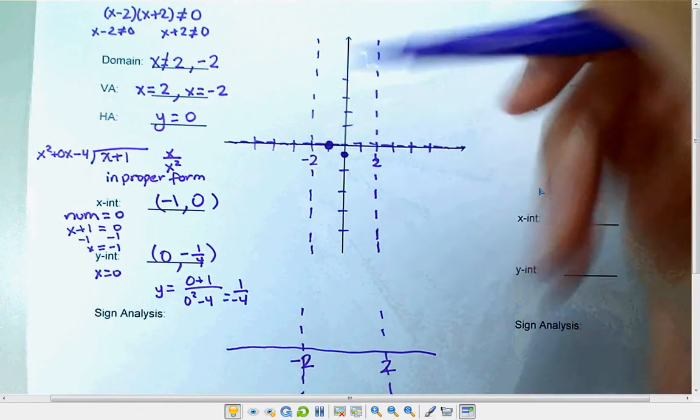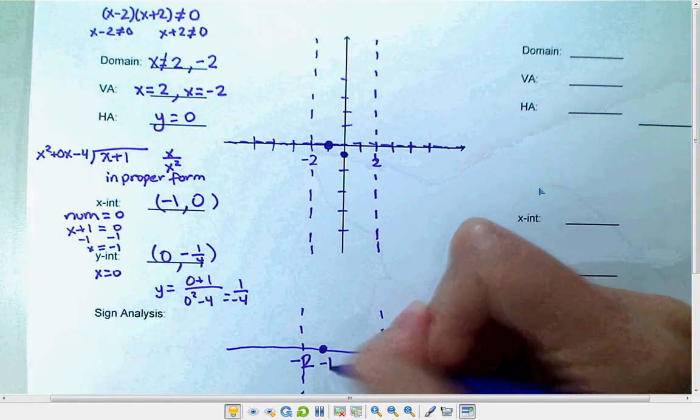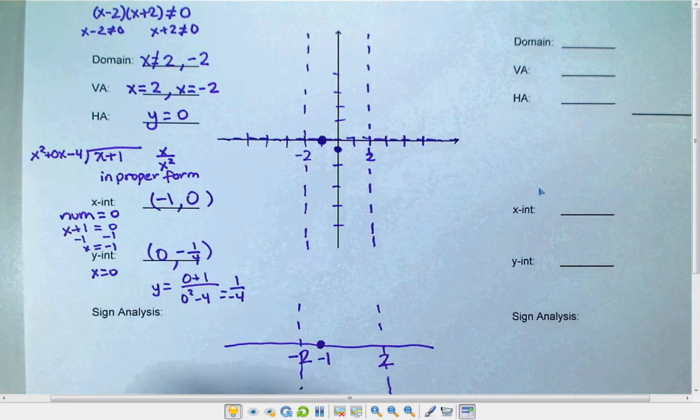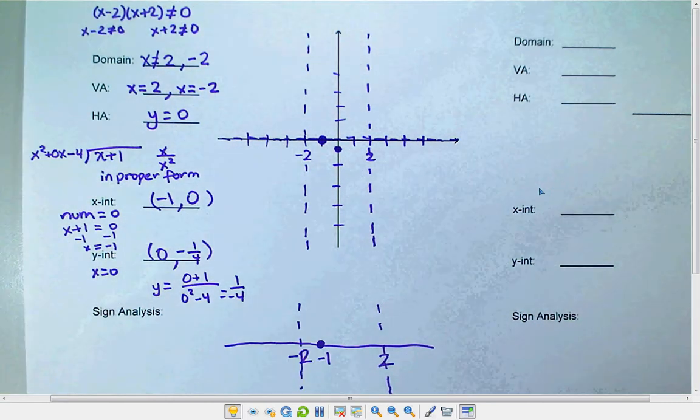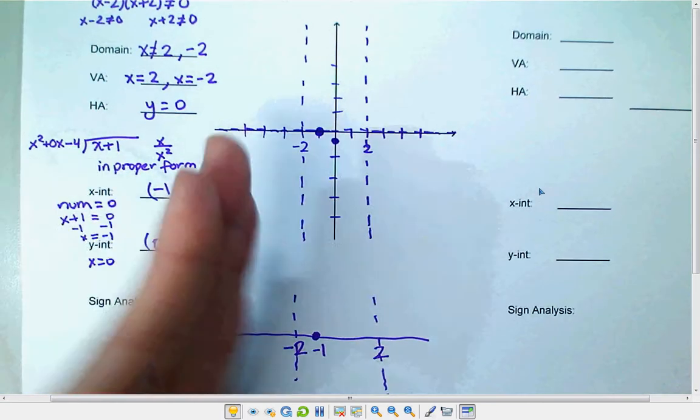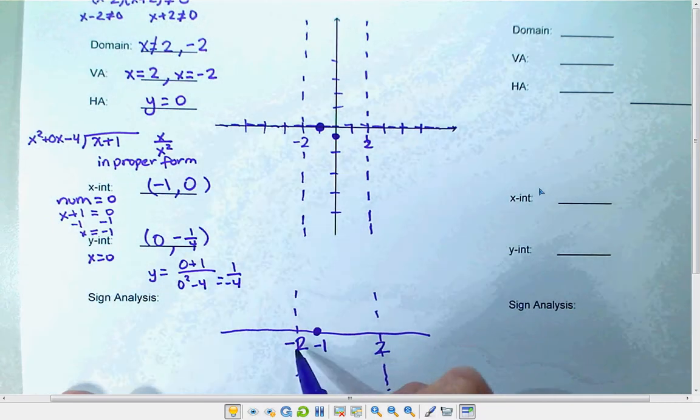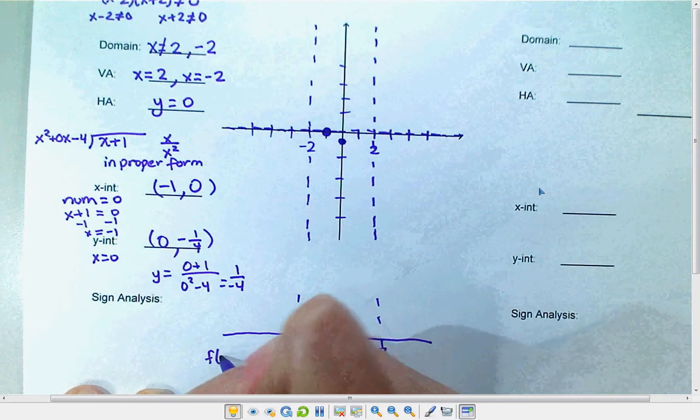There's also a point at negative 1, because that's my x-intercept. So these are the important sections that I need to figure out what's happening. So let's start off with the left side of negative 2. Let's pick a number over here that's on the left side of negative 2. Let's say we're going to use negative 3.